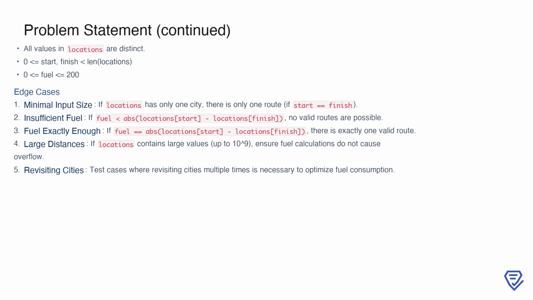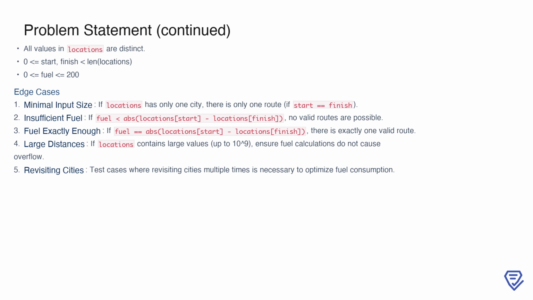If the fuel is insufficient to cover the distance between start and finish, no routes are possible. On the other hand, if the fuel is exactly enough to cover the distance, there will be precisely 1 valid route. Additionally, with large values in the locations array, up to 10 to the power of 9, we must ensure that calculations do not result in overflow.